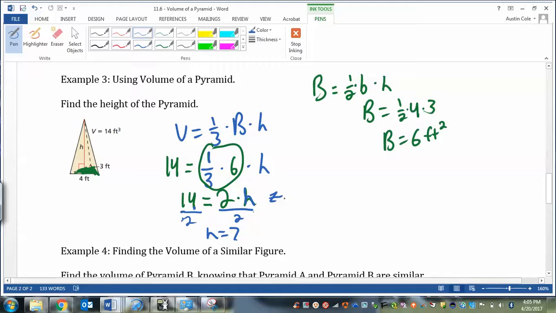That was an arrow, not a Z with a line through it, by the way, I think. Yeah, there we go. Okay. So, moral of that story, your height is 7. And it's 7 feet.